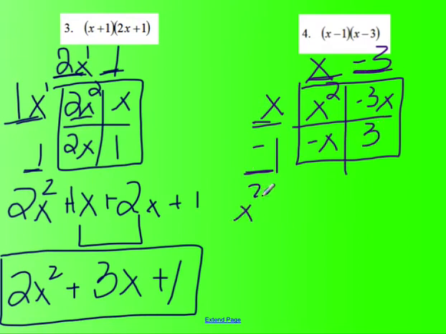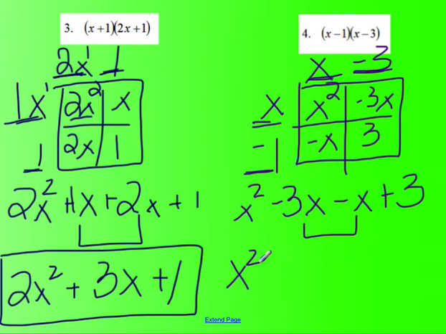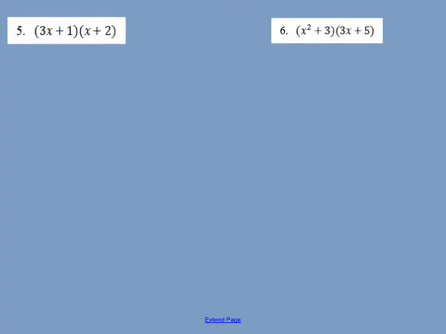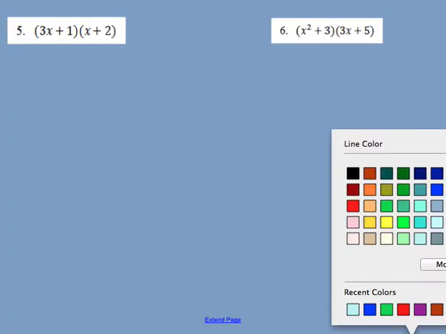So now we want to go ahead and write out our terms. So I'm going to write everything out that was in my box. And now I need to combine like terms. Well, I can combine those middle two terms. So x squared is going to stay the same. Negative 3x minus x, that's going to get more negative, and that's going to actually give us a negative 4x, and then plus 3. So that's your final answer for number 4. Let's keep looking at more examples. Let's take a look at number 5.